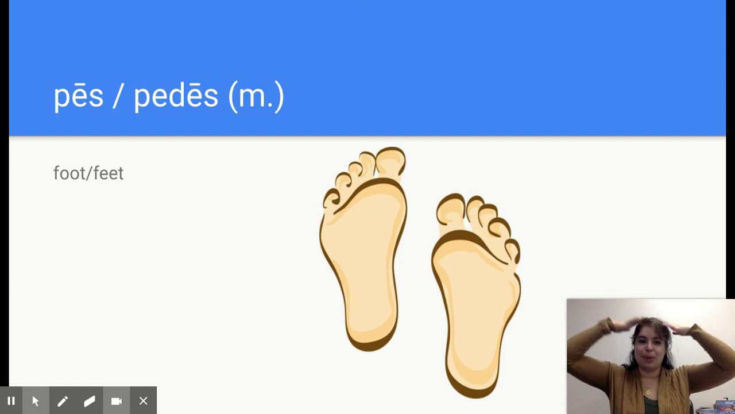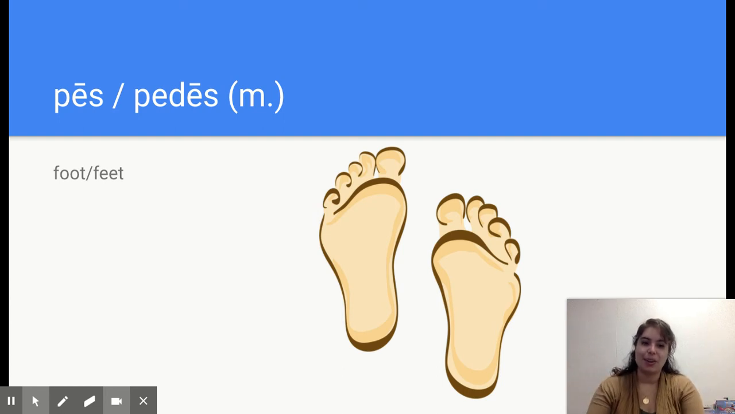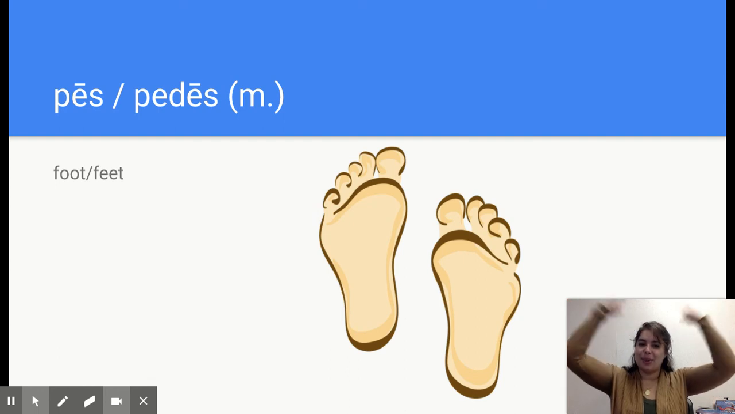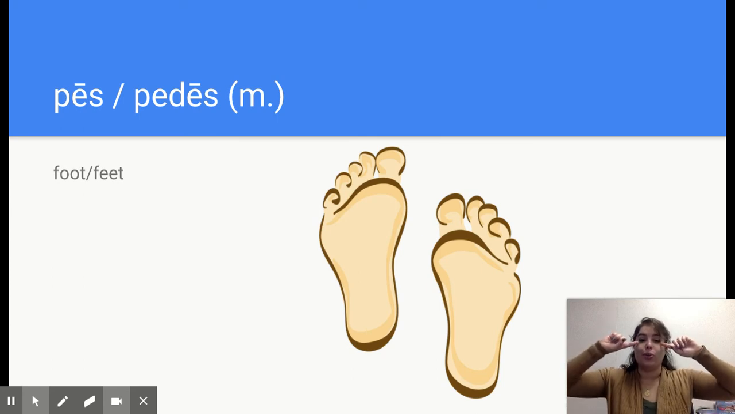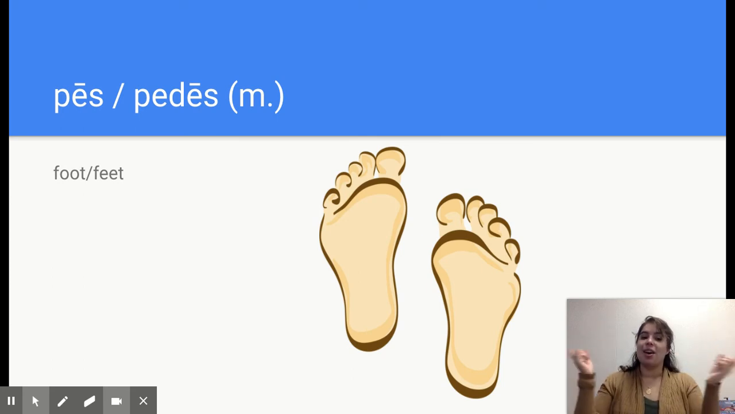Caput, umeri, genua, pedes, caput, umeri, genua, pedes, oculi, aures, os, nasus, caput, umeri, genua, pedes.